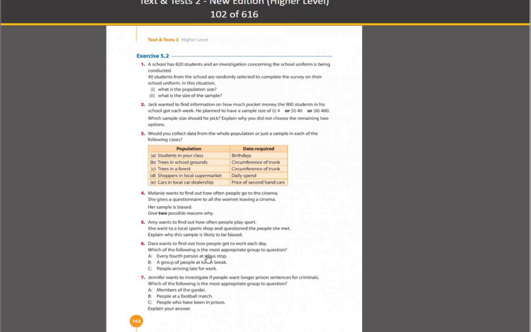Having a look at 6, Dara wants to find out how people get to work each day. Which of the following is the most appropriate group to question? Every 4th person at the bus stop, a group of people at lunch break, and people arriving late for work. So every 4th person at a bus stop? No. That's not the group to pick because they're at a bus stop, so they're going by bus. They're not going by any other method.